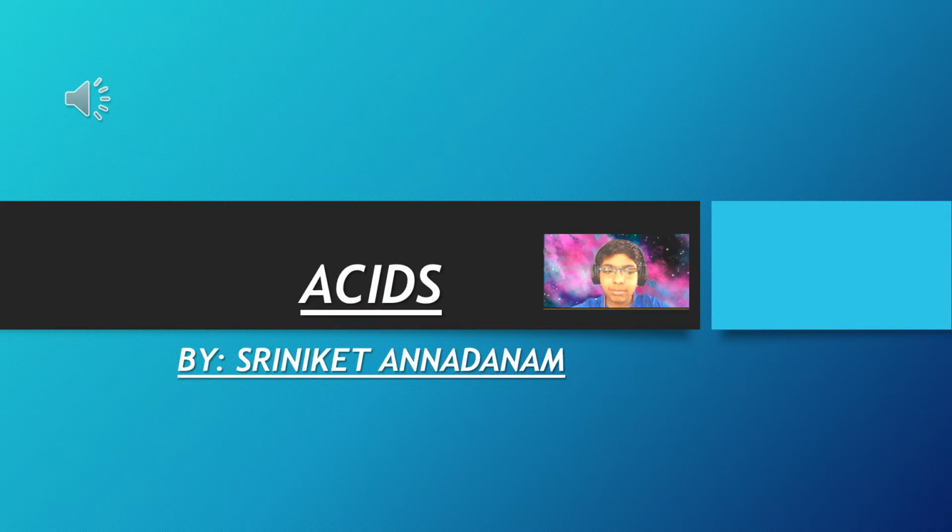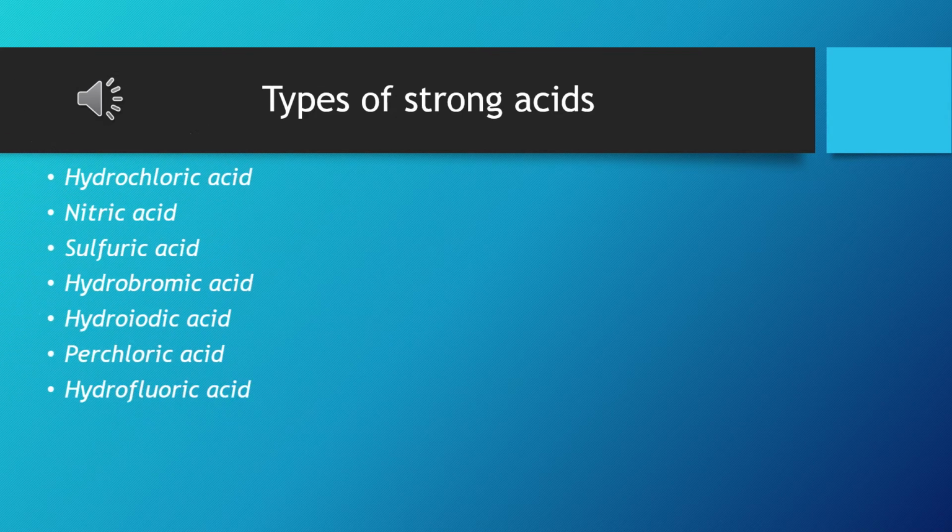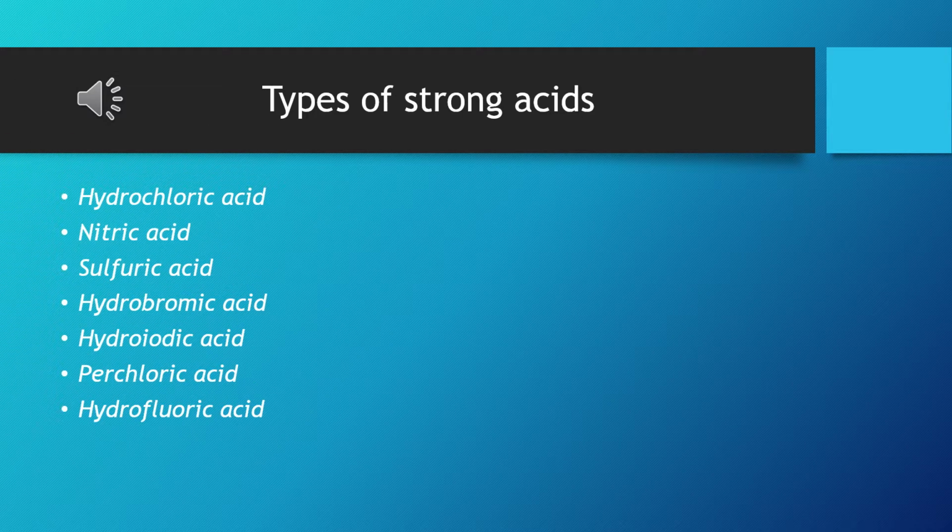Hello everyone. Today we're going to learn about acids. These are some types of strong acids: hydrofluoric acid, nitric acid, sulfuric acid, hydrobromic acid, hydroiodic acid, perchloric acid, hydrochloric acid. Now let's go to the next slide.